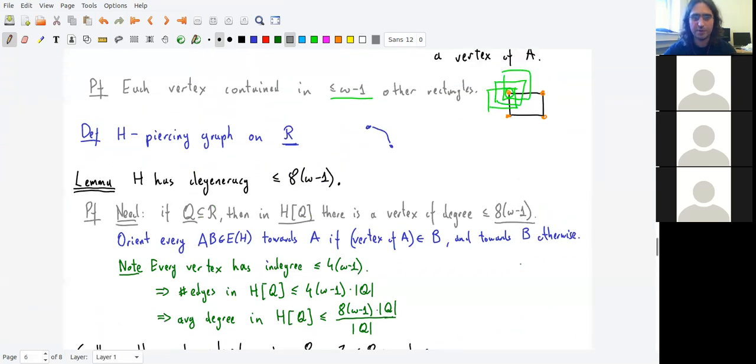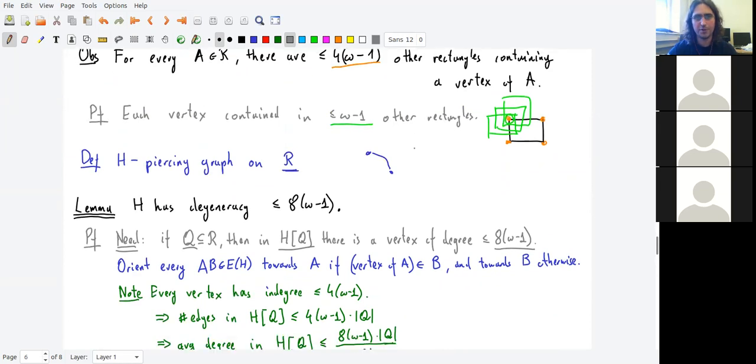The proof is also quite simple. Essentially, it follows from this observation that we had just before. So whenever I've got 2 rectangles that are piercing, say this one, A, and this one, B, and they pierce each other, in this piercing graph they are actually connected by an edge.